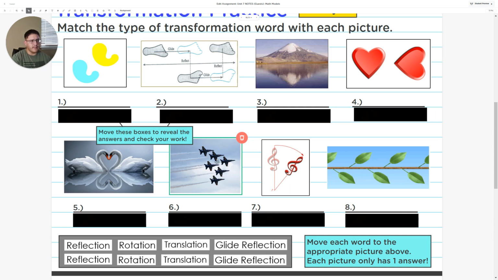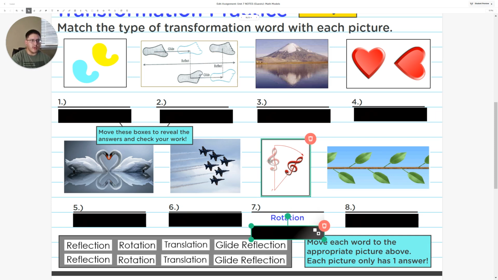Number 6, that picture of 6 fighter jets or 6 jets. They're probably not fighters. I have no clue. This is translation. It just takes the original image and then moves it around a few different times. Number 7, I'm not sure what this is called. Maybe it's an ampersand. I have no clue. But this musical sign gets rotated from the original spot to its new location.